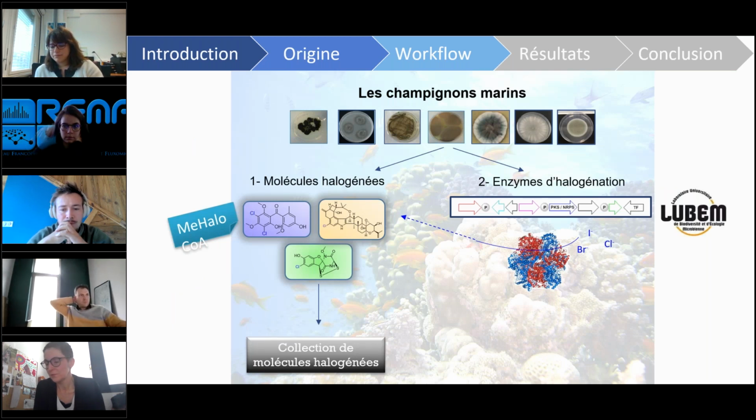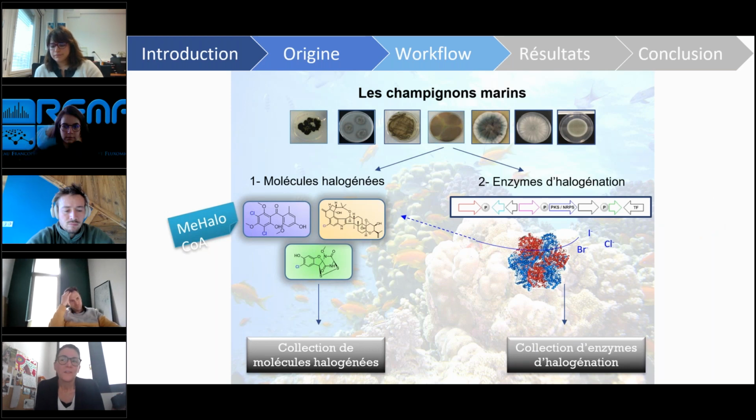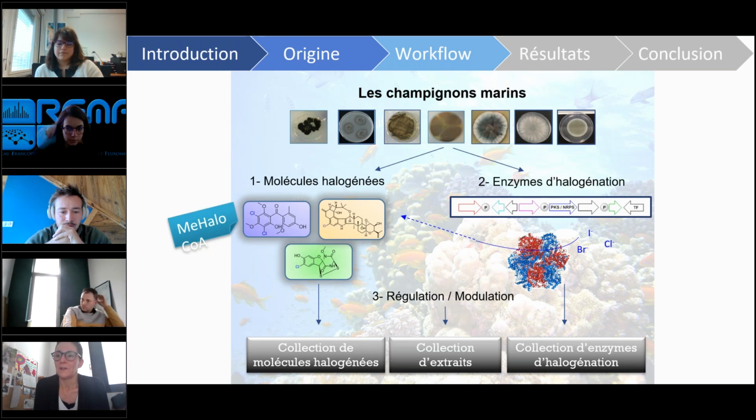For this part, we want to look at the genomes and find typical sequences corresponding to halogenation enzymes. This is done in collaboration with the LUBEM, which is in Brest, in France, with Laurence Mellecadière, a colleague there. So we hope from this that we are going to obtain different types of enzymes. And also we want to look at the regulation and modulation of the production of those halogenated molecules in fungi. And from this, of course, we are going to generate a collection of extracts.